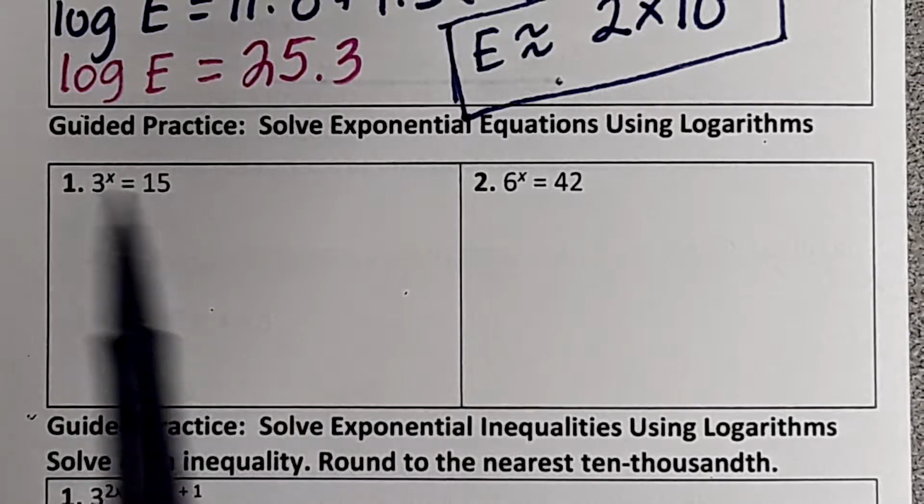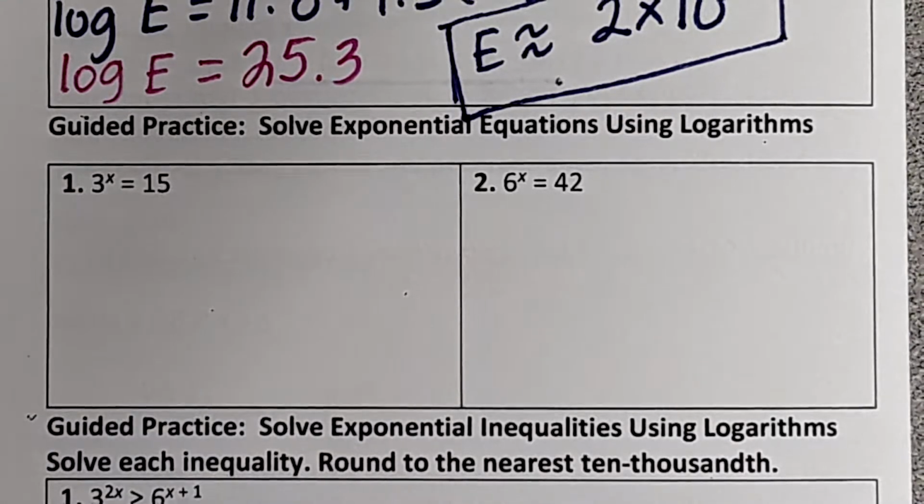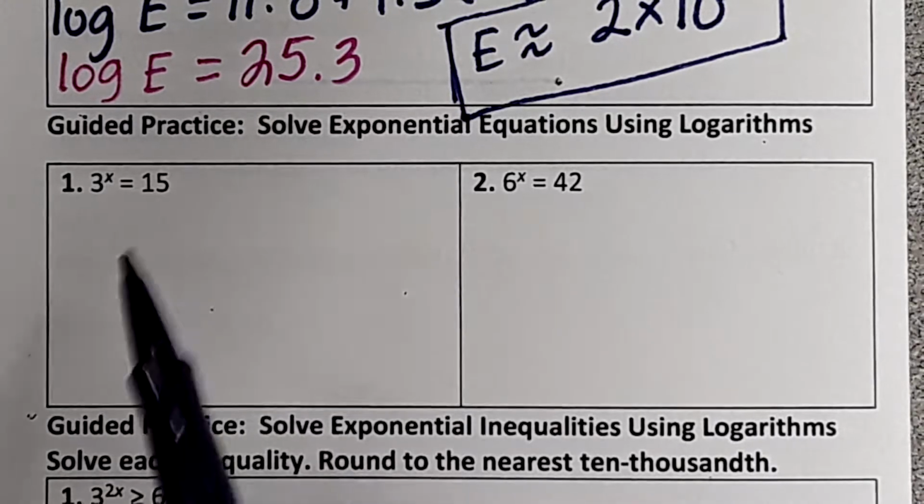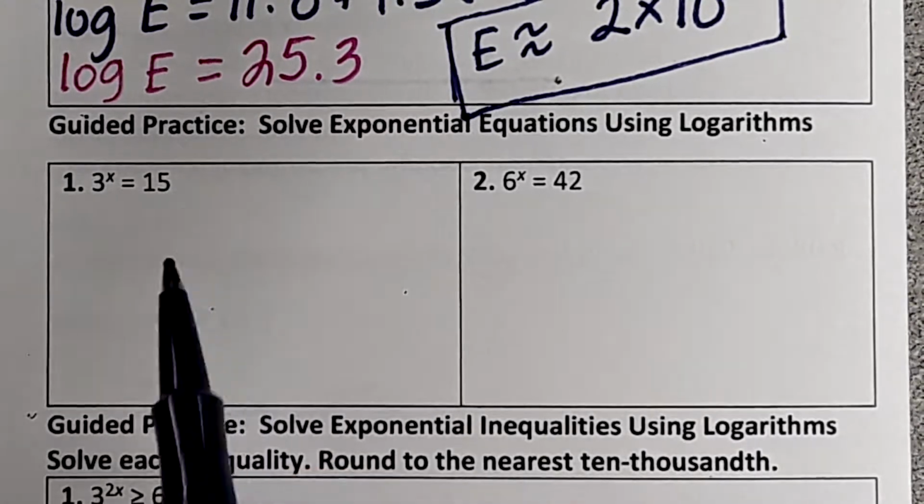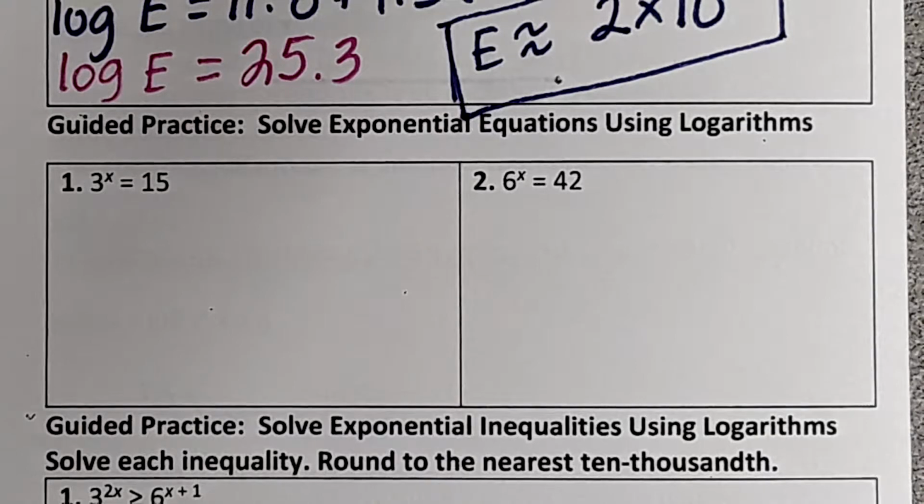So here's my first question. This is an exponential form. So the first thing I'm always going to do is say, can you rewrite the 15 with the base of 3? That means, can you say 3 to a certain power to get 15? You can't.